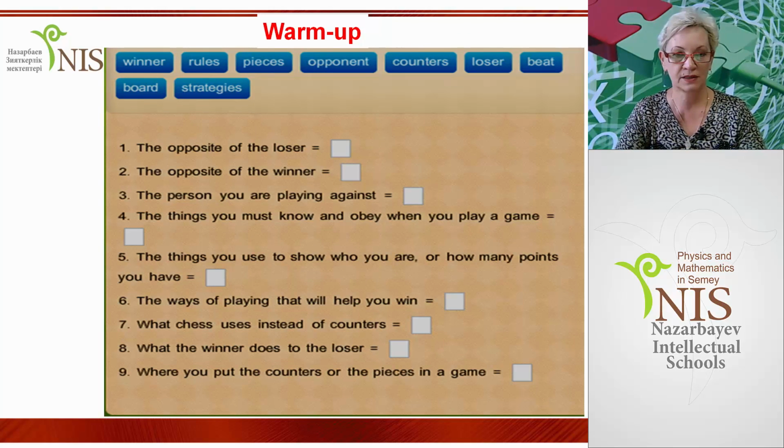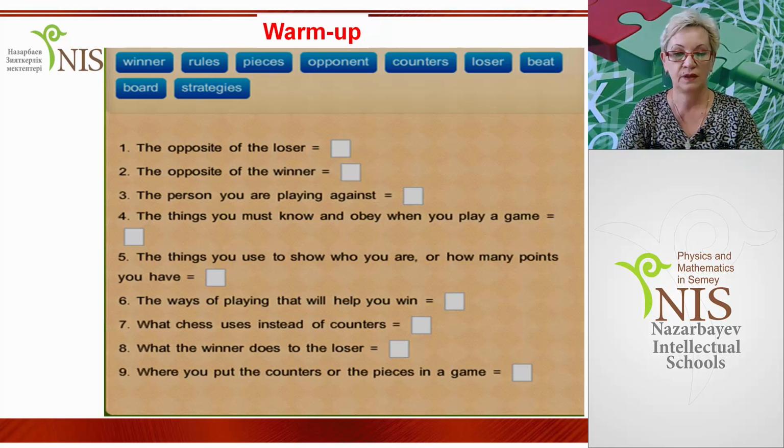As a warm-up exercise, I advise you to do the following. After reading the explanation, the definition, your task is to guess the word which is in the box. So these words are winner, rules, pieces, opponent, counters, loser, beat, board, and strategy. In your copybooks, you should put 9 figures.